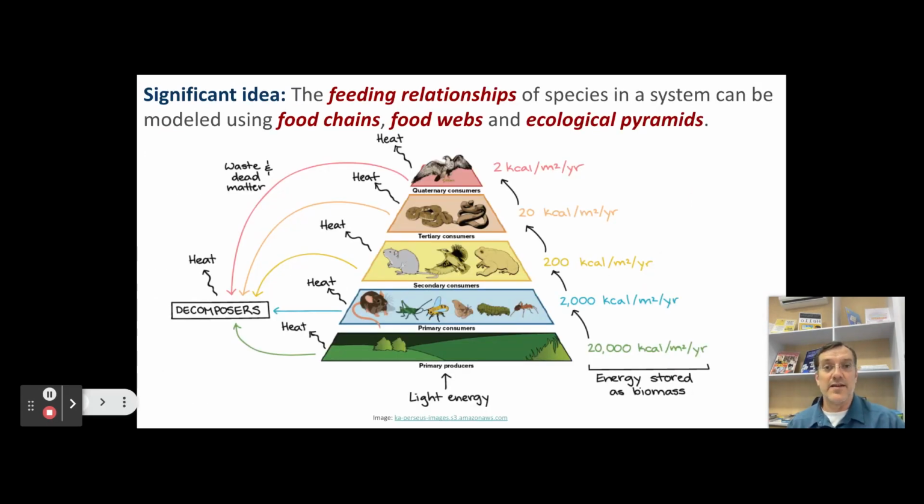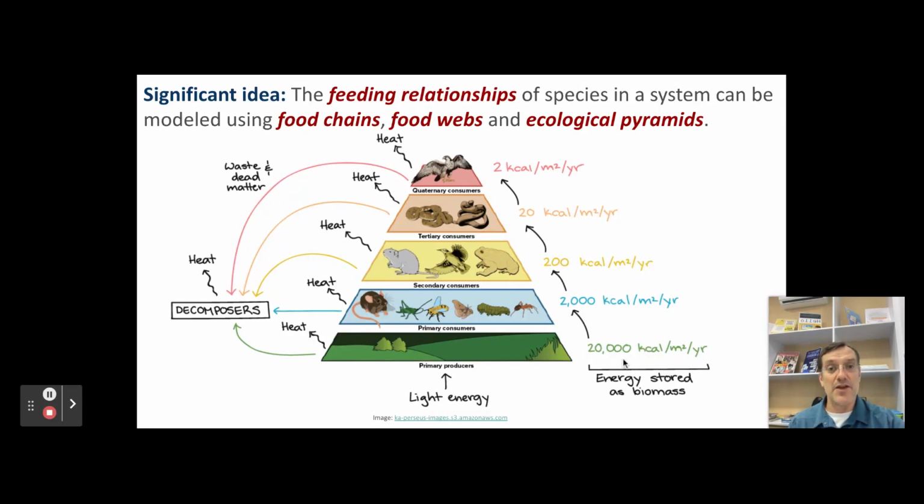The next big idea in topic 2.2 is that the feeding relationships in an ecosystem are modeled using ecological pyramids. We've talked a little bit about food chains and food webs, but ecological pyramids is something that you'll see in 3 different forms in this course, right? So here we have our light energy entering the system. The primary producers convert some portion of it to biomass, living matter.